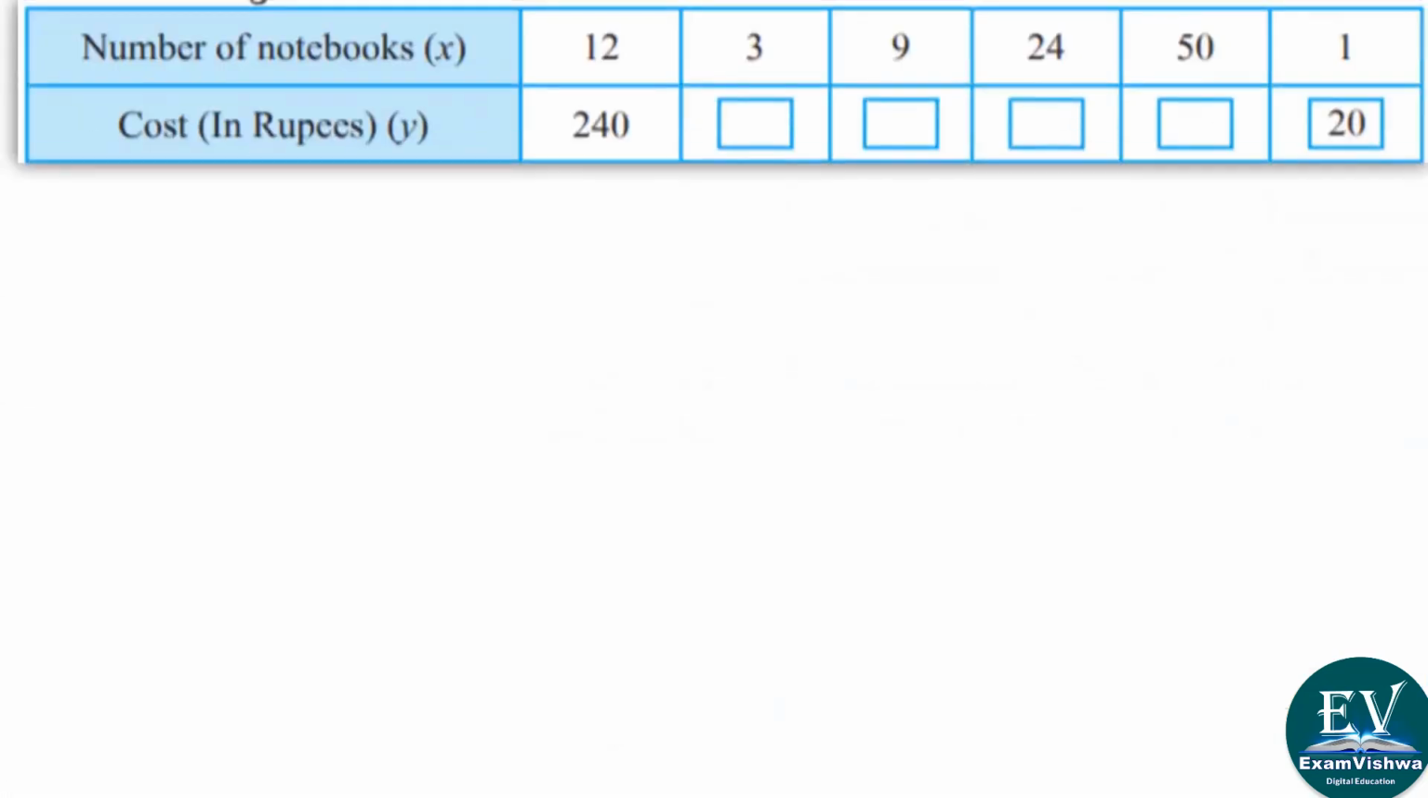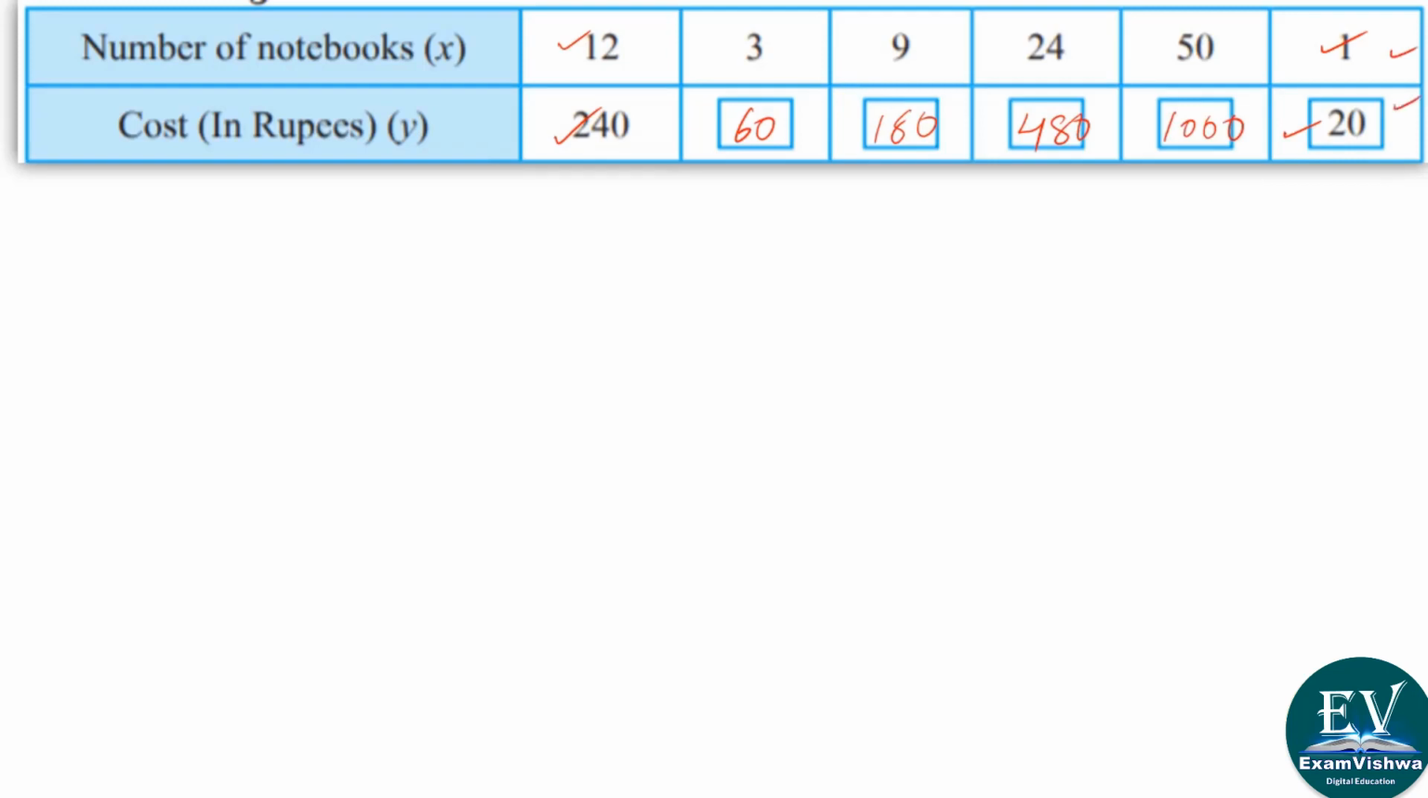Now let us think seriously about it. Here is a situation where it is very simple for you to understand: number of notebooks 12 and the cost of it is 240 rupees. Correct? Number of notebooks 1, the cost is 20. That means one notebook costs 20 rupees. That means 3 notebooks will cost 60 rupees, 9 will cost 180, 24 will cost 480, and 50 will cost 1000 rupees, because we know that 1 costs 20 rupees.